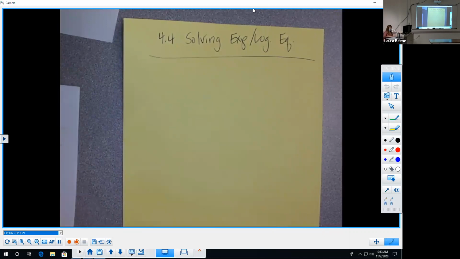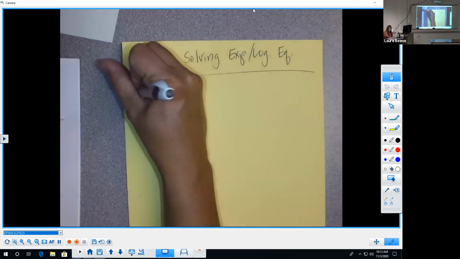Okay, so there are two different types of equations. There's exponential equations and there's logarithmic equations. And then within those two different types, there's two different types of those. So there basically is four types of equations we're going to go over. Okay, so we're going to start off with the exponential equations.